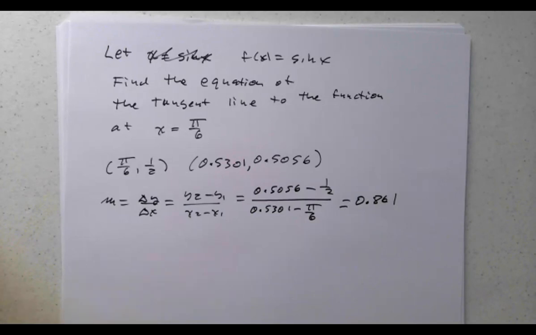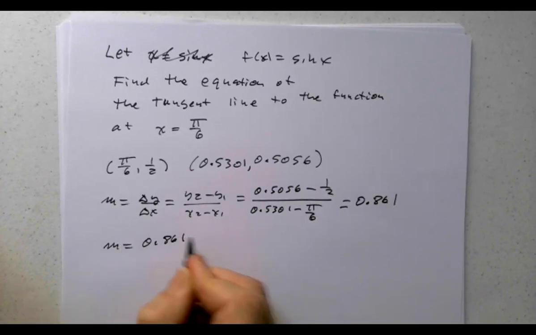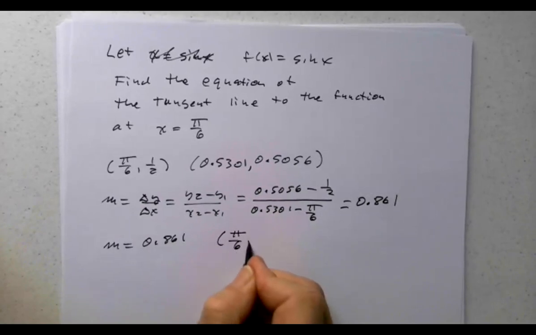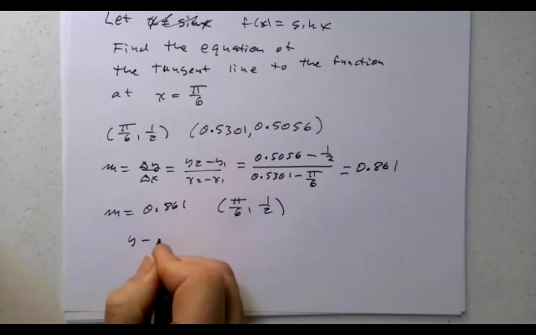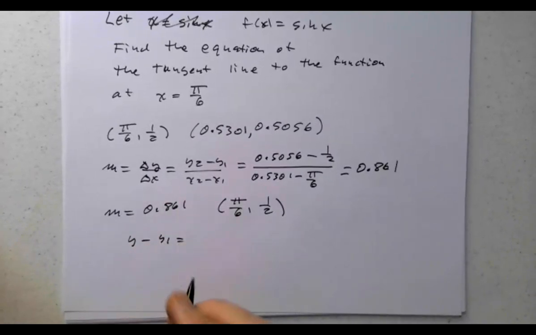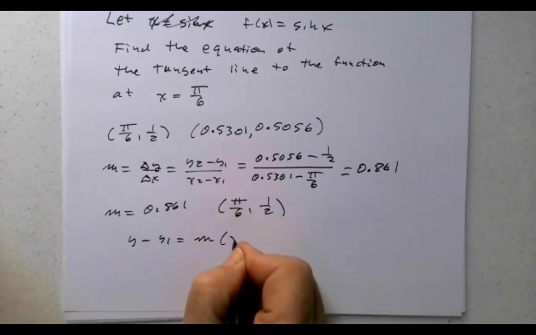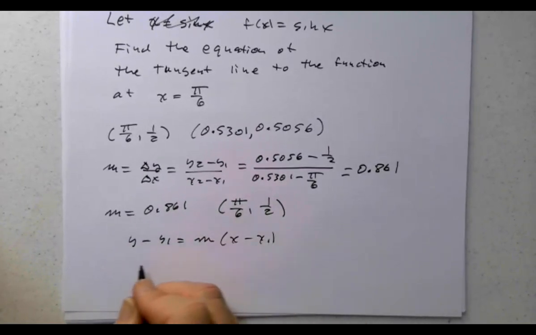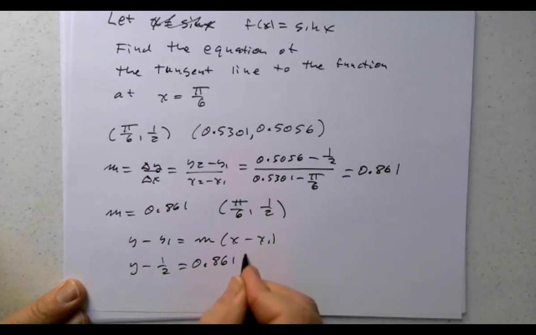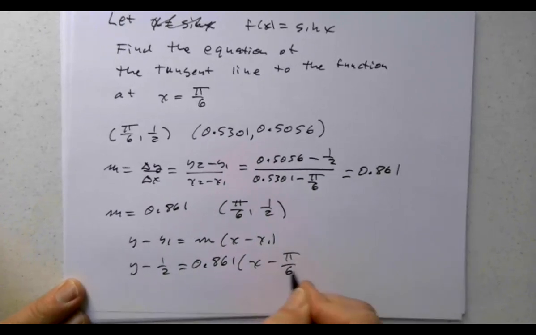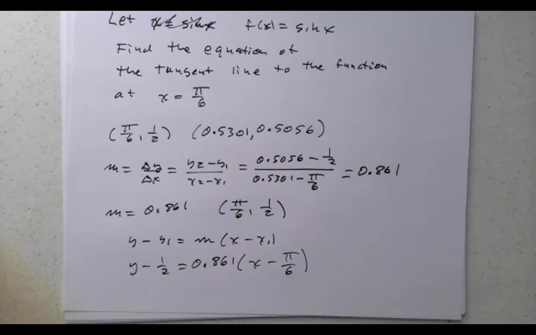So the slope is about 0.861, and the point is about pi over 6, 1/2. So using point slope form, y minus y1 equals m times x minus x1, we get y minus 1/2 equals m, 0.861, times x minus pi over 6. That should be a pretty good approximation for our tangent line at that point, pi over 6, 1/2.